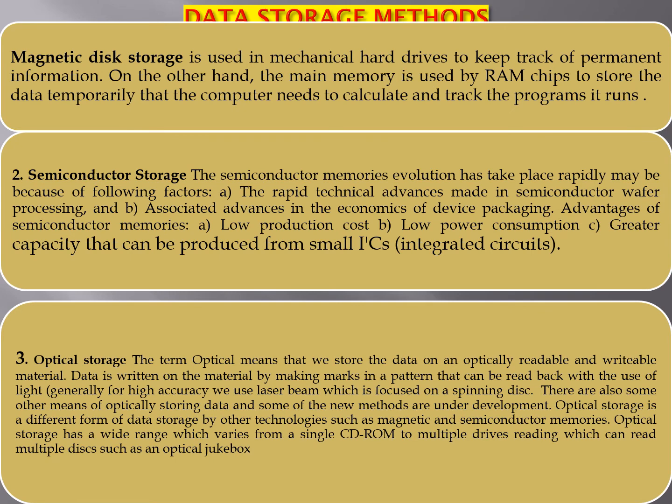Magnetic disk storage is used in mechanical hard drives to keep track of permanent information. On the other hand, the main memory uses RAM chips to store the data temporarily that the computer needs to calculate and to track the programs it runs. Semiconductor storage.